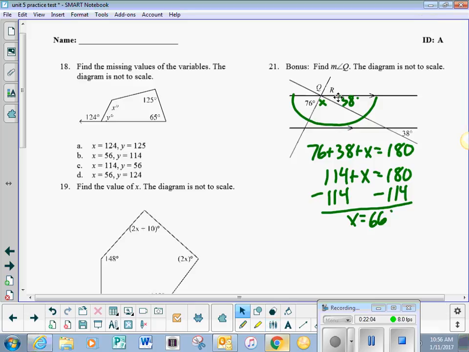Well, once I find out that x is 66, what do I know about q? It's vertical. Very good. Whoever said that. So it is also 66. Because q and that angle right there are vertical. So the answer to the bonus is 66. Second, almost there.